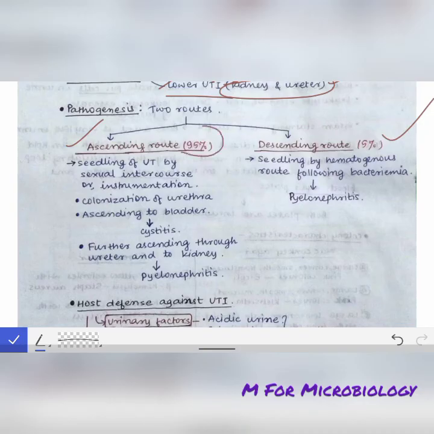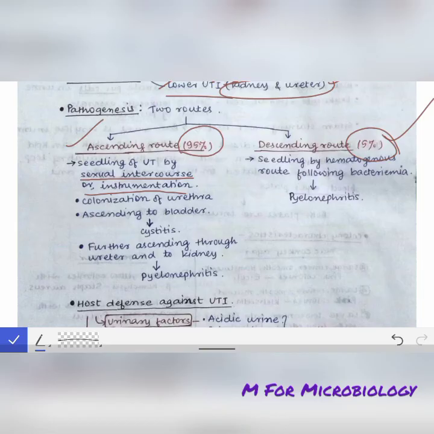The ascending route constitutes the maximum part of pathogenesis. That is, 95% of the cases are by the ascending route, while only 5% cases are by the descending route. Ascending route pathogenesis is due to infections reaching from the urethra to above. How can the urethra be infected? The urethra can be infected by sexual intercourse or by any instrumentation method like catheterization, and from the urethra it may ascend to the upper part of the urinary tract.